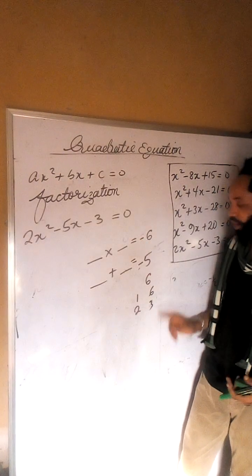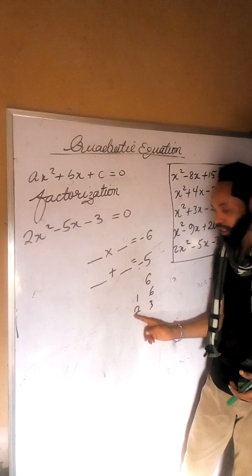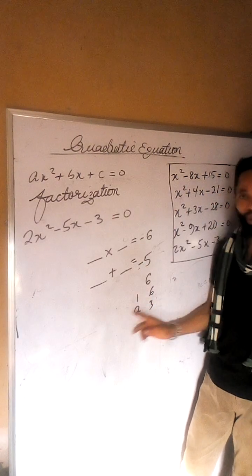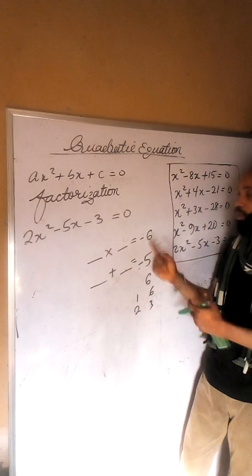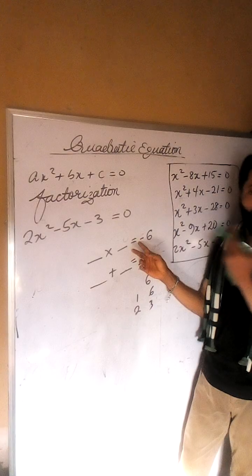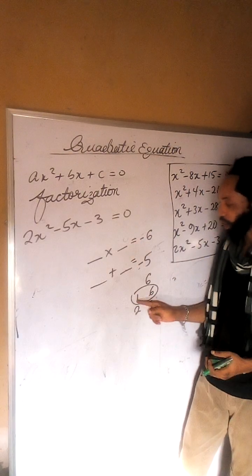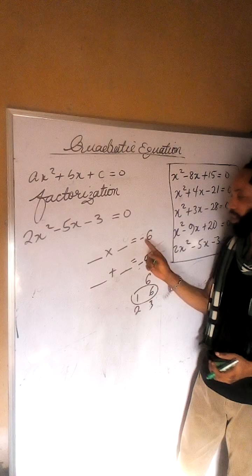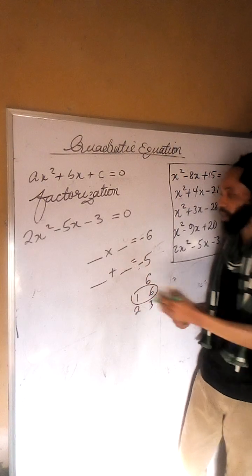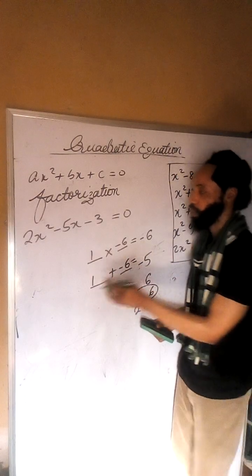For us to get negative 5 and negative 6, we can't use 2 and 3, because negative 2 and negative 3 will give us negative 5, but multiplying the two values gives positive 6, and we're not looking for positive 6. So we take the other one: positive 1 and negative 6 give us negative 6 when multiplied and negative 5 when added. So these are the numbers we need.